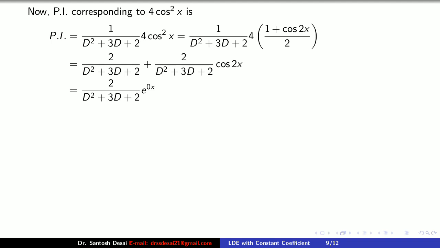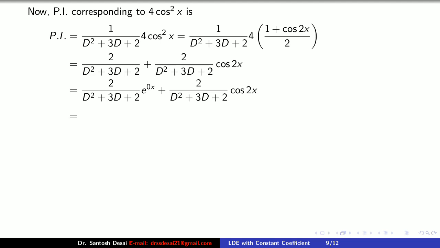For the first part, you apply the method for finding the particular integral when X is equal to e raised to ax. That is, you just replace D by a. And for the second part, we apply the method we have just seen, that is when X is equal to sin ax or cos ax.